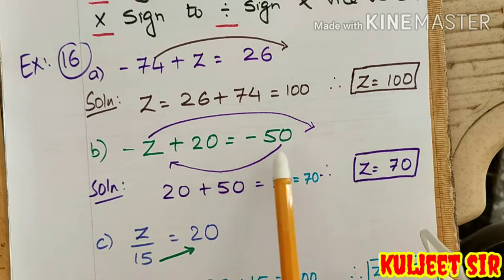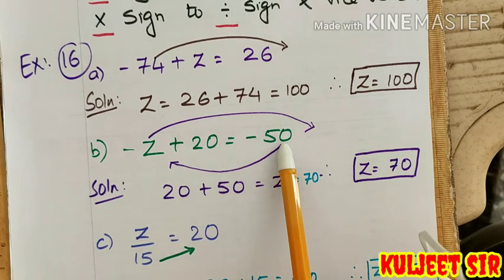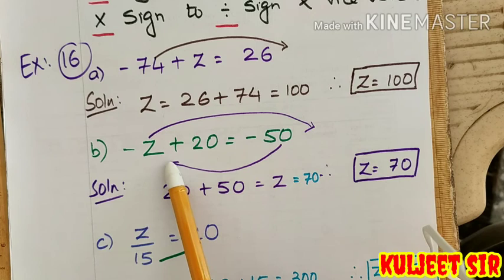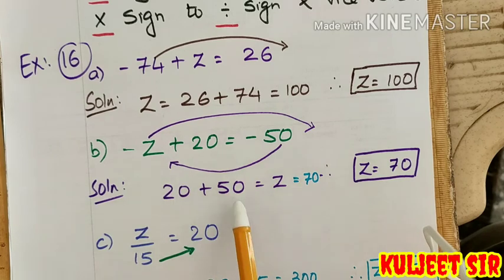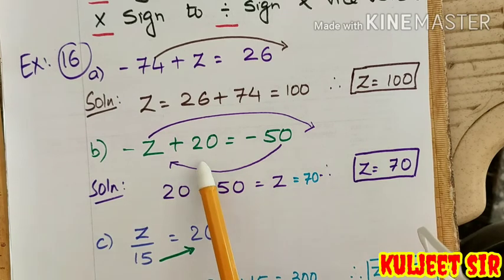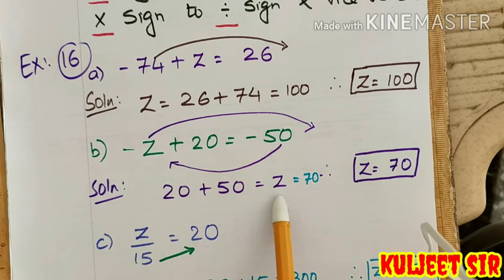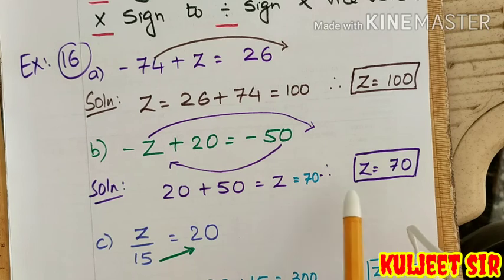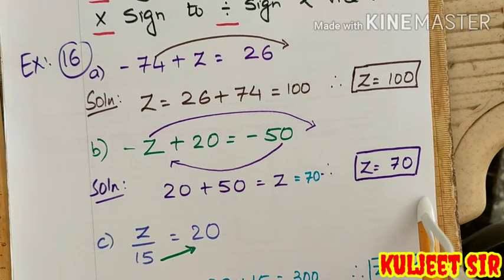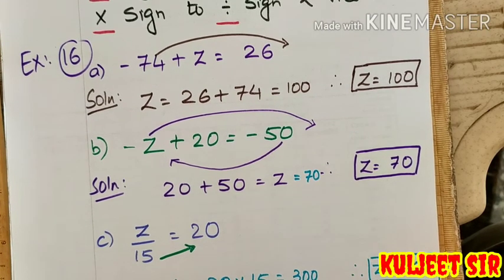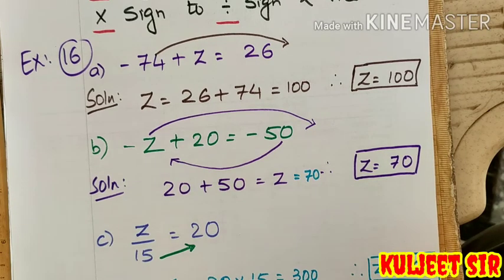So I take the two constants together. Minus 50 which was on the right hand side, I will take it onto the left hand side. So minus 50 becomes plus 50. 20 is already there, so 20 remains as it is. This minus 50 has become plus 50, and minus z has already become z. I add the two and I get answer as 70. So the value of z for me is 70 in this sum. I get z as equal to 70.